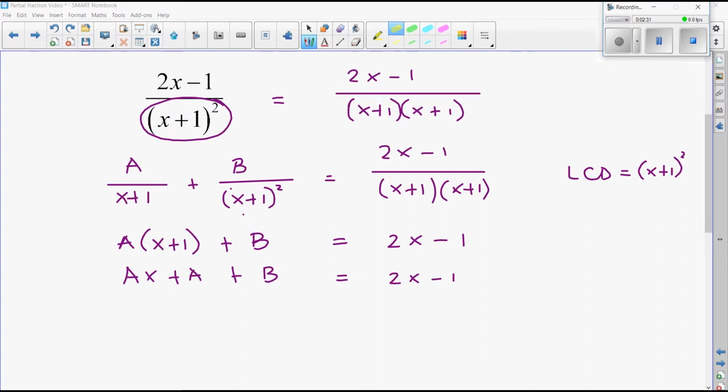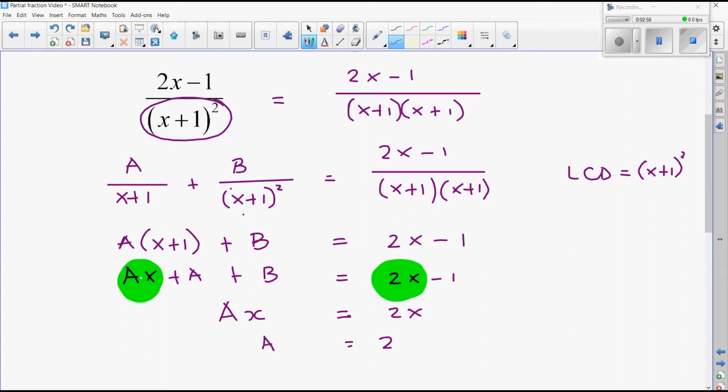What we're going to do is equate like terms. I'm going to equate all the terms that have an x. So I have Ax equals 2x. And if Ax equals 2x, I know that the value of A is 2. I'm going to repeat this process with the constants. For my constants, I have A + B, which must equal -1.